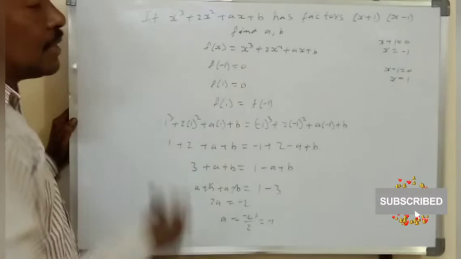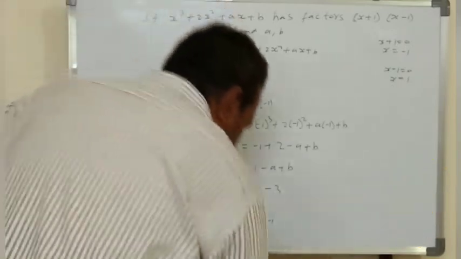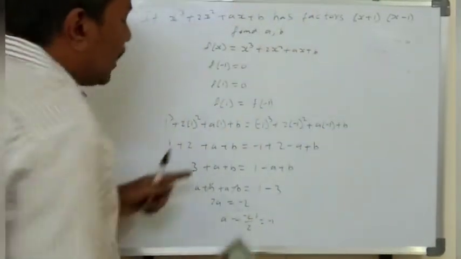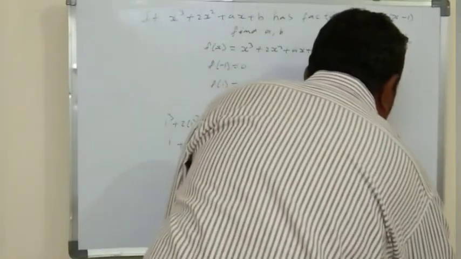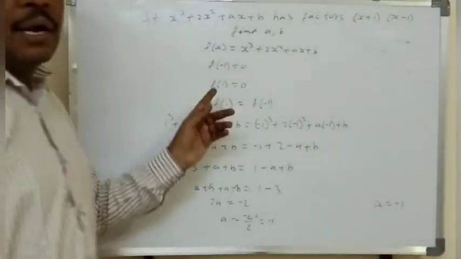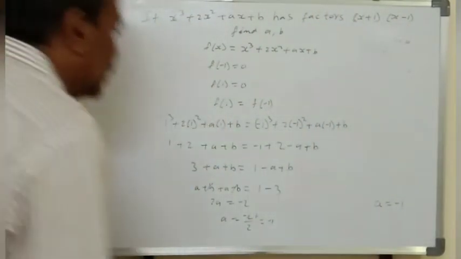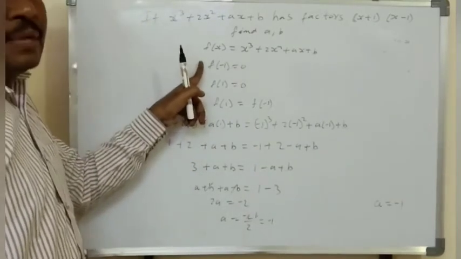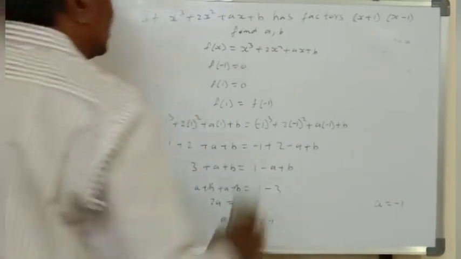Then how to find the value of b? a is equal to minus 1, we already got. Now we are supposed to find the value of b. So here we have to substitute in any of these two equations.